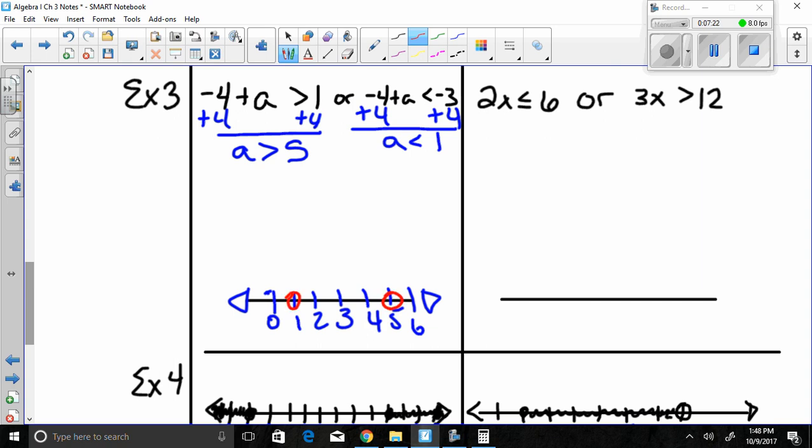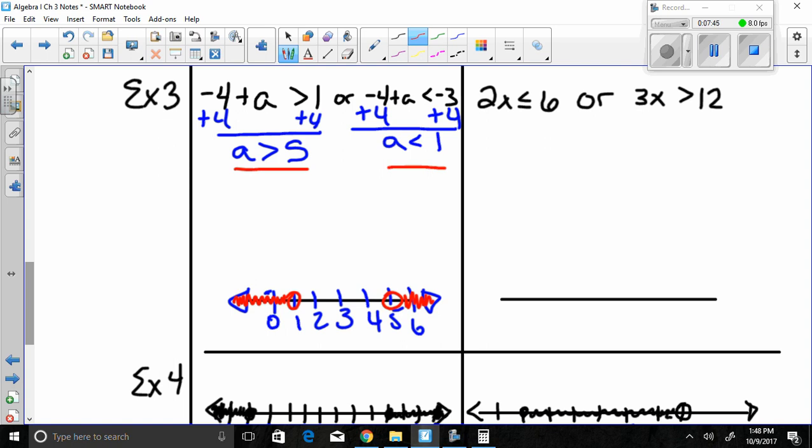So a is greater than 5, means that it goes to the right. A is less than 1, means it goes to the left. And there's our or statement. So here we have a union. The combined regions are called the union and show the numbers that are solutions of either inequality. So this is a union, or before we had an intersection.